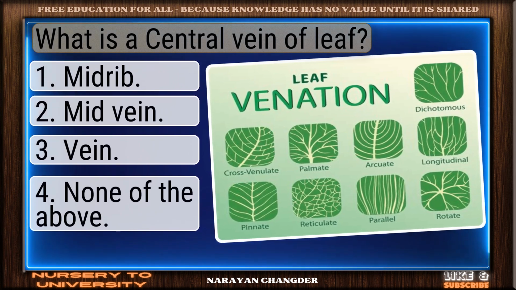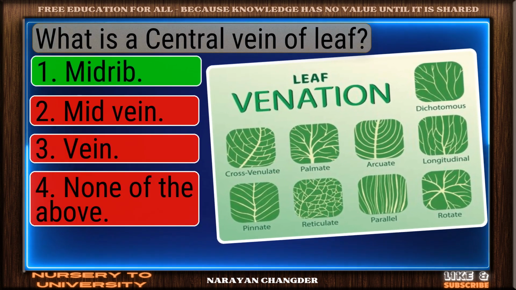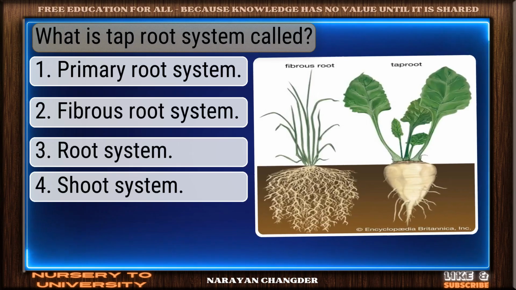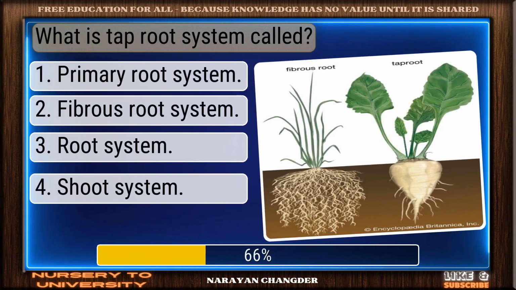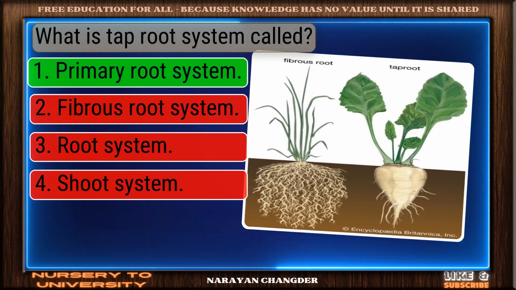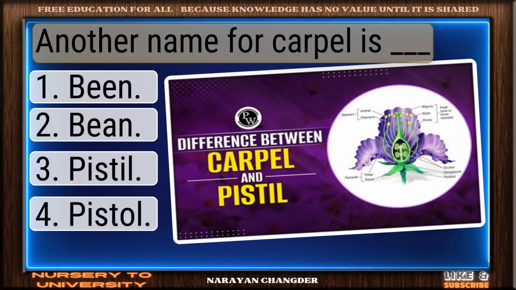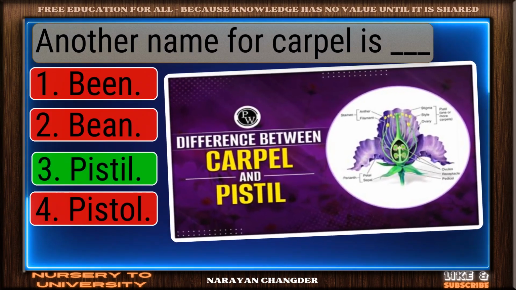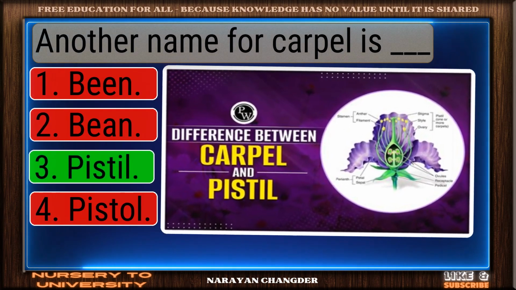What is the central vein of a leaf? Well picked. Midrib is the correct answer. What is the taproot system called? Nice selection. Primary root system is the correct and valid answer. Another name for carpel is dash. Well reasoned. Pistil is the correct choice.